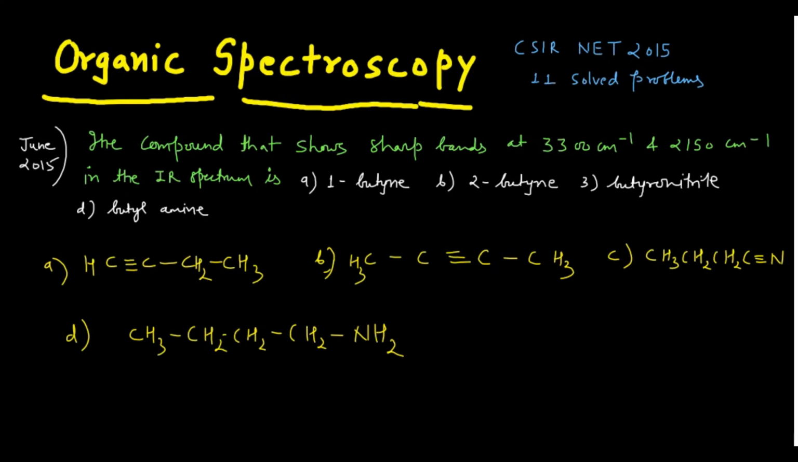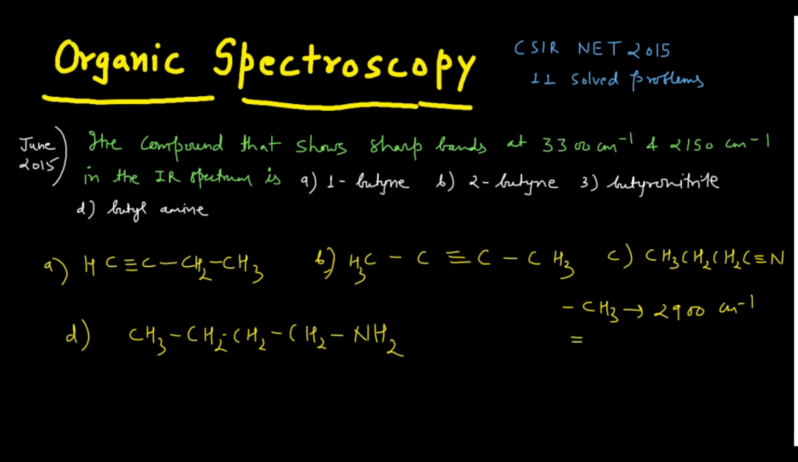First of all, look at the value given. The value given is 3300 cm⁻¹, and you can see there is no OH group in these compounds, so there is no question of looking for a compound having an OH group. You have to look for the CH stretching. If you know a little bit of IR spectroscopy, you know the CH3 stretch, for the methyl group, comes around 2900 cm⁻¹.